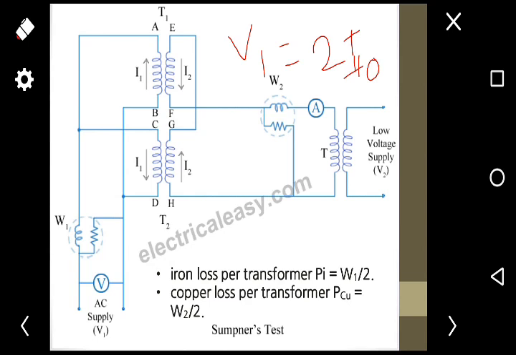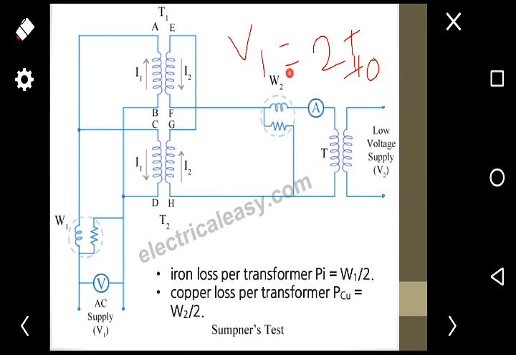Now a small voltage V2 is injected into the secondary circuit of the transformers with the help of a low voltage transformer. The voltage V2 is adjusted so that the rated current I2 flows through the secondary. In this case, both primary and secondary carry the current. Therefore, the short circuit test is simulated.